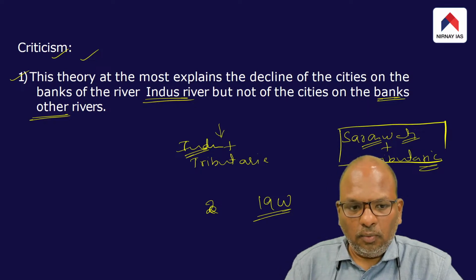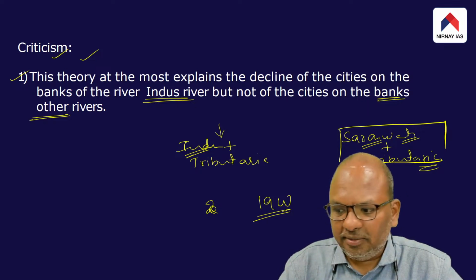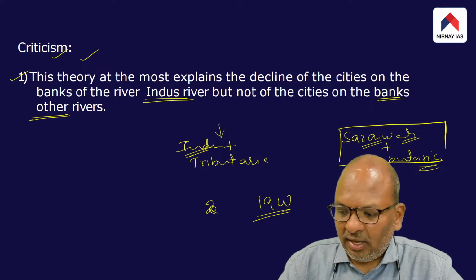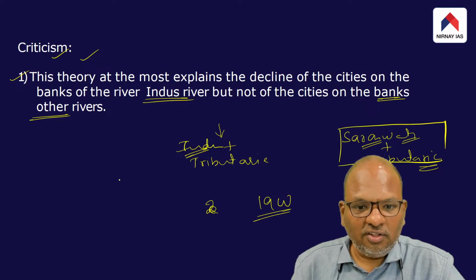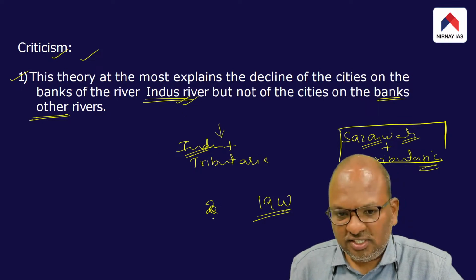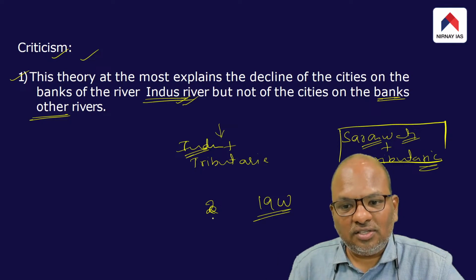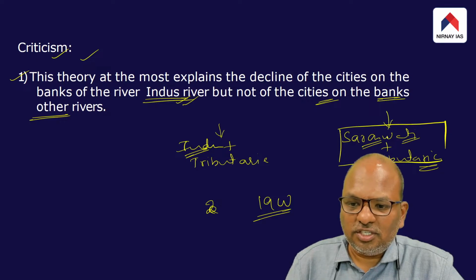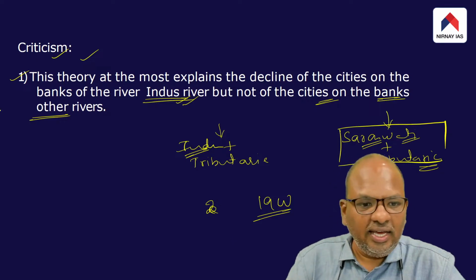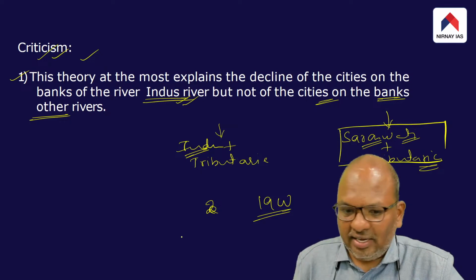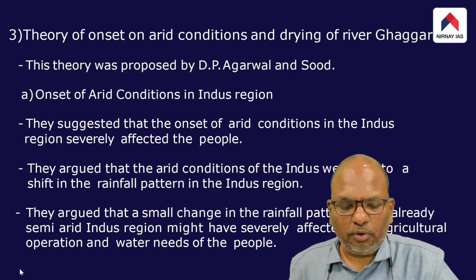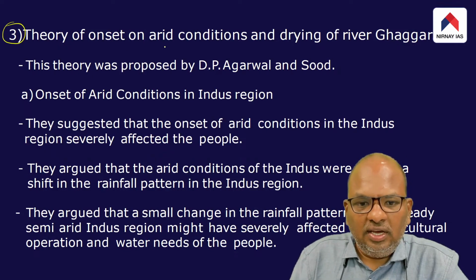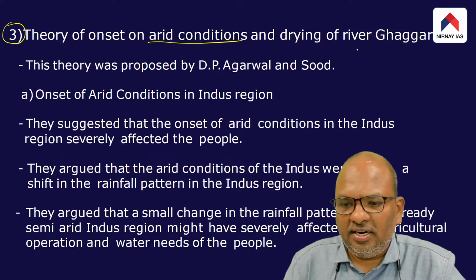The point is, what is the chief criticism against Lambrick? The theory of Lambrick at most explains the decline of the Indus cities located on the banks of the Indus, and not of the other cities of Indus Valley Civilization located on the banks of other rivers such as Saraswati. That's the chief criticism leveled against H.T. Lambrick. The third theory is what we call the onset of arid conditions and drying up of river.